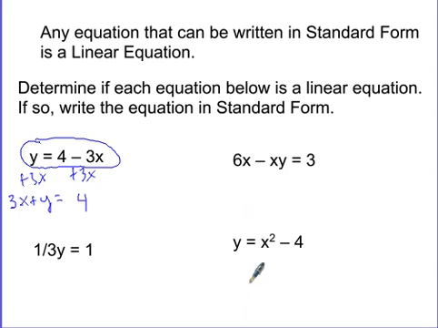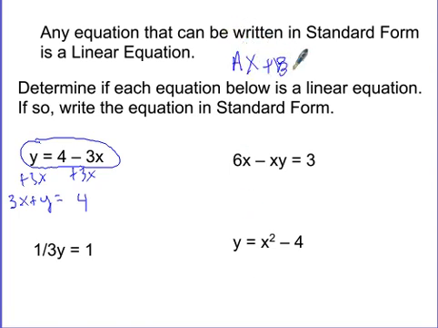All right, how about this? y equals x squared minus 4. No, because... add 4 and subtract y. Can x have an exponent? Oh, that's a good question. Can x have an exponent? I mean, it's a legal move for it to have one, but is it in standard form if x has an exponent? No. No. Okay, does it look like this?